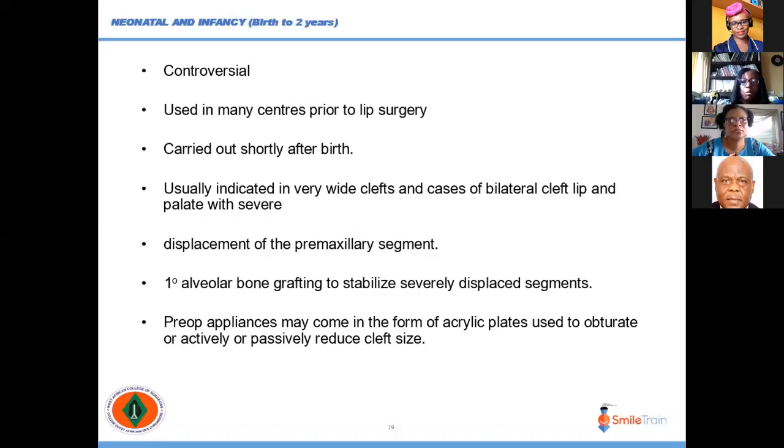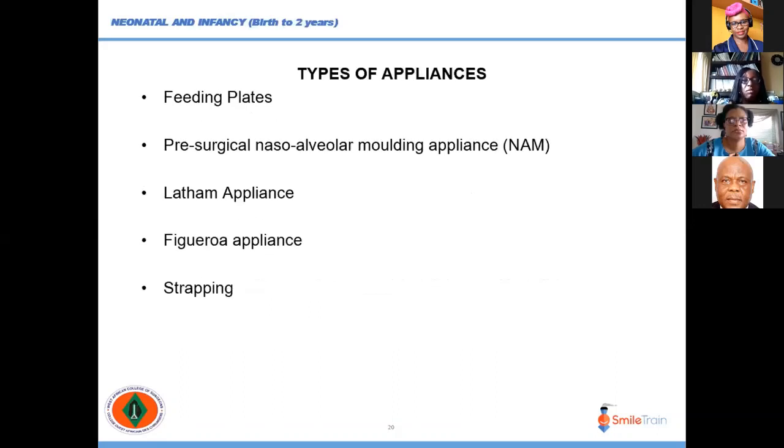And we have a number of appliances which we use. Some of the appliances include feeding plates, the pre-surgical nasoalveolar molding appliance, otherwise known as the NAM, and that is how I refer to it, the Latham appliance, the Figueroa appliance, and strapping.